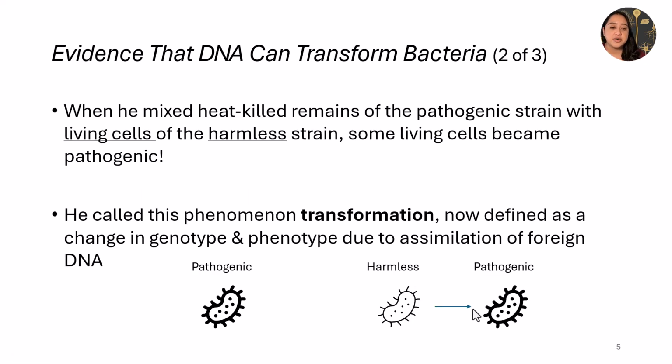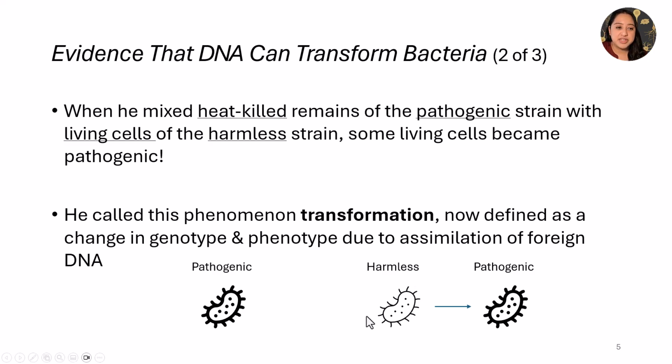He found that if he took the pathogenic strain and heat killed them, if you bring it to a high enough temperature, that denatures all the proteins, and so it killed the bacteria of the pathogenic strain. And he wondered, what if I mix all this dead stuff of the pathogenic strain with the living cells of the harmless strain? What happens? Does anything happen?